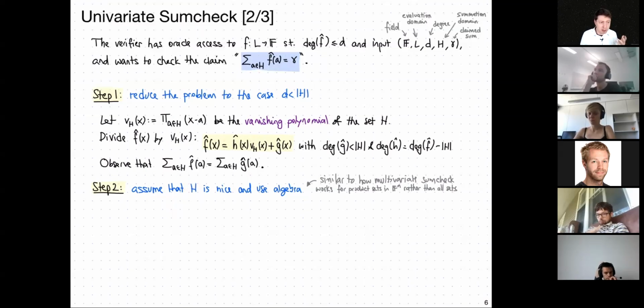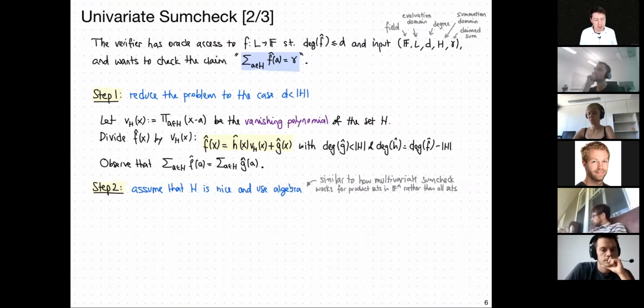Like the multivariate sum check doesn't work for arbitrary multivariate domains. It specifically works for product domains, right? So the multivariate sum check doesn't work for any subset of F to the n. It specifically works for something that looks like H to the n, or maybe like H1 times H2 times H3, just something that is product form, okay? So already in the multivariate case, we leverage some really special structure. We will do the same here.